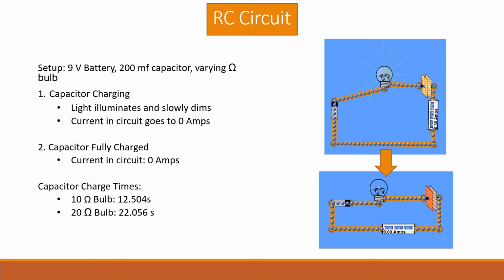In the second figure you see the capacitor fully charged and see the buildup of opposite charges on the capacitor's sheets. Here the current read by the ammeter throughout the circuit was 0. The time measured for the circuit to reach this point using a 10 ohm and 20 ohm resistance bulb was measured and shown to be about 12.5 and 22 seconds respectively.